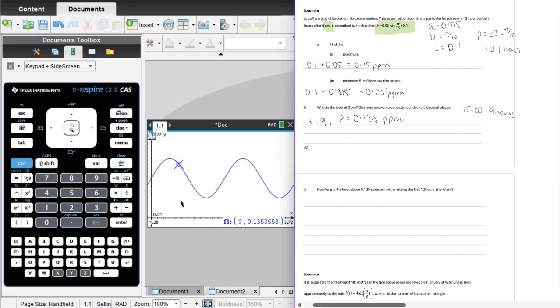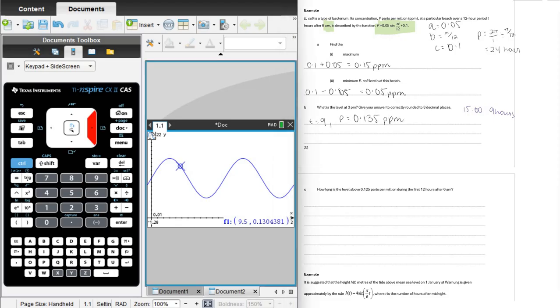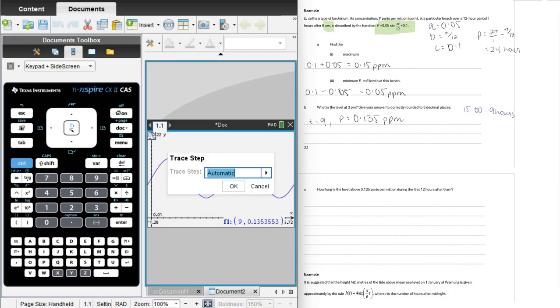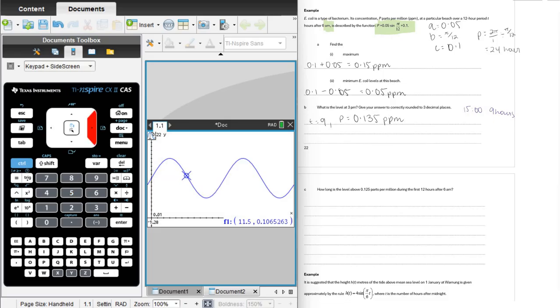With graph trace, you might find that yours isn't going up by 0.5 nicely like mine was. In that case, if you go to graph trace and you go trace step, if it's not doing what you want it to do, you can tell it what you want that step to be, mine being 0.5 that I like to work with. Other times you might want to use a graph step of 1 or even 0.1, depending on what it is you're working with.